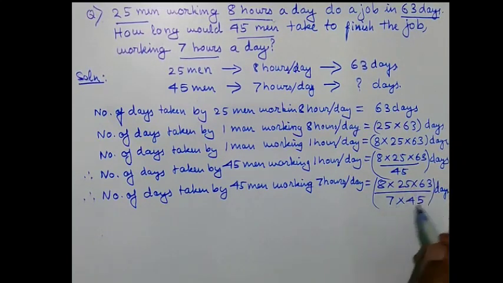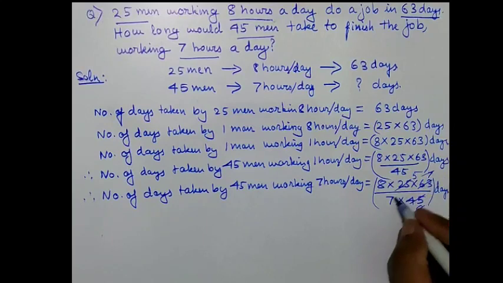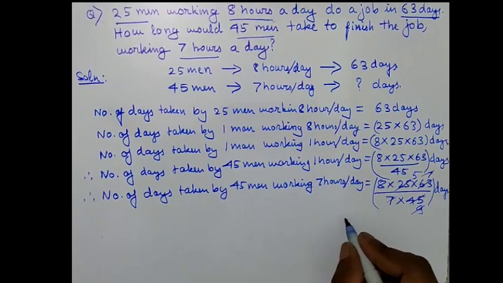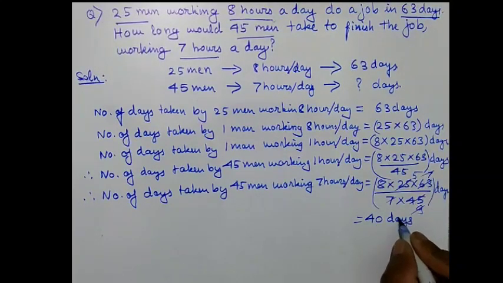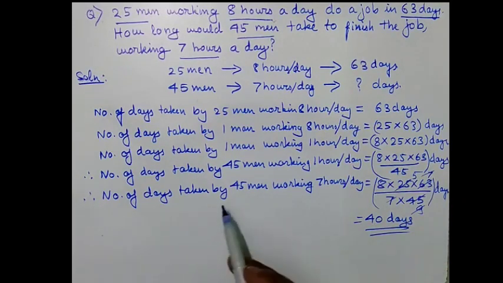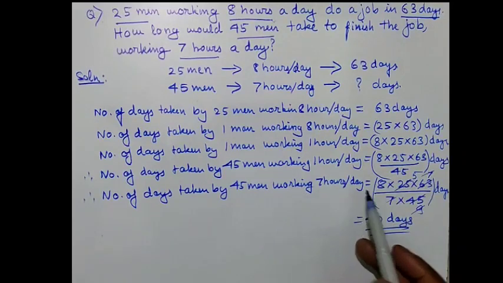So now let's solve this. 5 5s are 25, 5 9s are 45, 9 7s are 63, 7 1s are 7, 7 1s are 7. So we are left with 8 and 5, that is 40, is equal to 40 days. So the number of days taken by 45 men working 7 hours per day will be 40 days, isn't it?